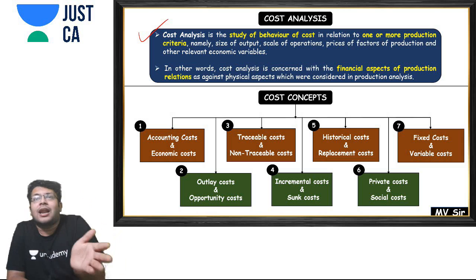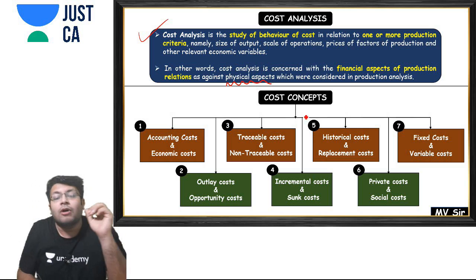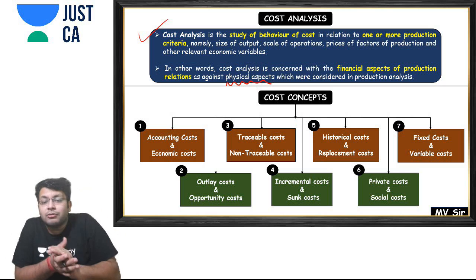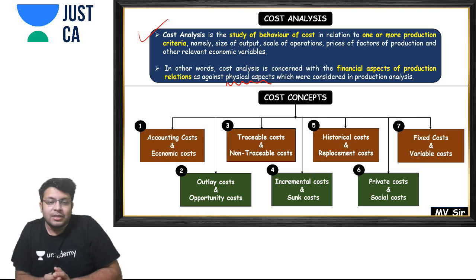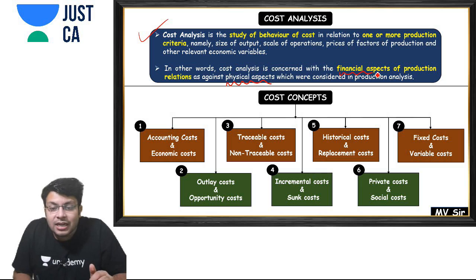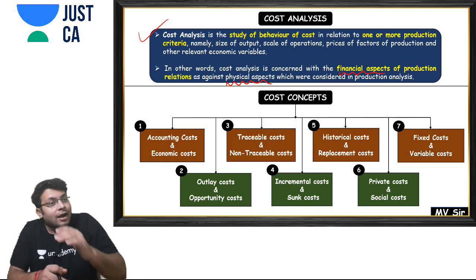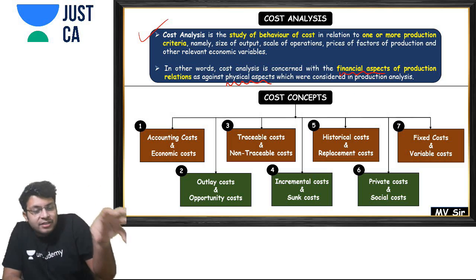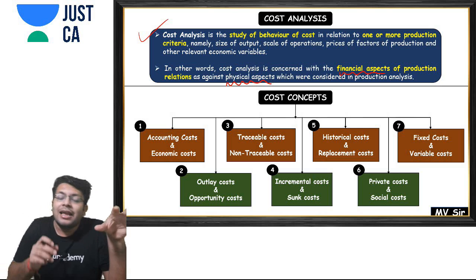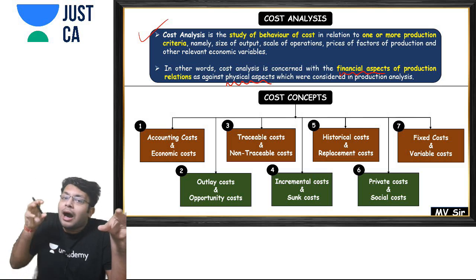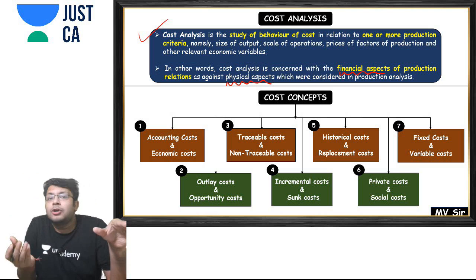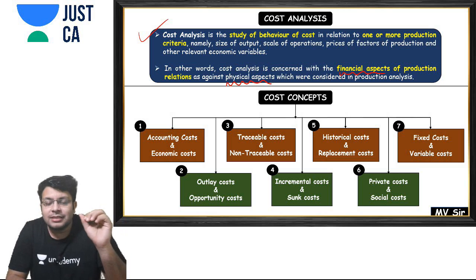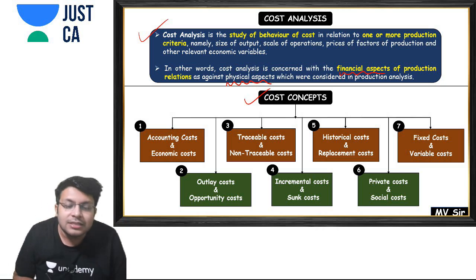So under production analysis, we were focusing on the physical aspects of production, that is how many units I will produce, and under cost analysis we focus on the financial aspects, that is how much amount will be incurred to produce a particular level of output. Then the next concept is cost concepts.